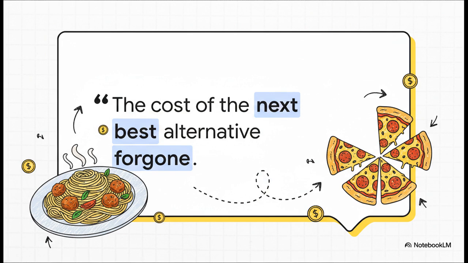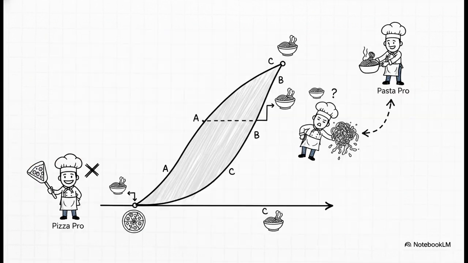It's simply the value of whatever you had to give up to get something else. But wait, have you noticed something about the shape of the curve? It's not a straight line, is it? It's bowed outwards. This shape is super important. It shows us something called the law of increasing opportunity cost.